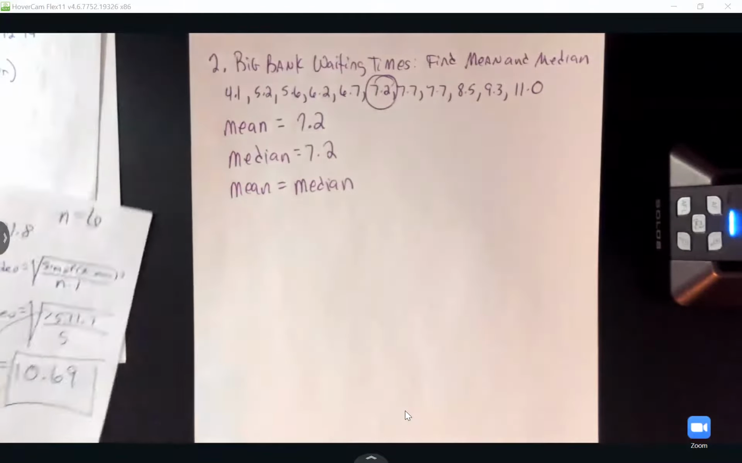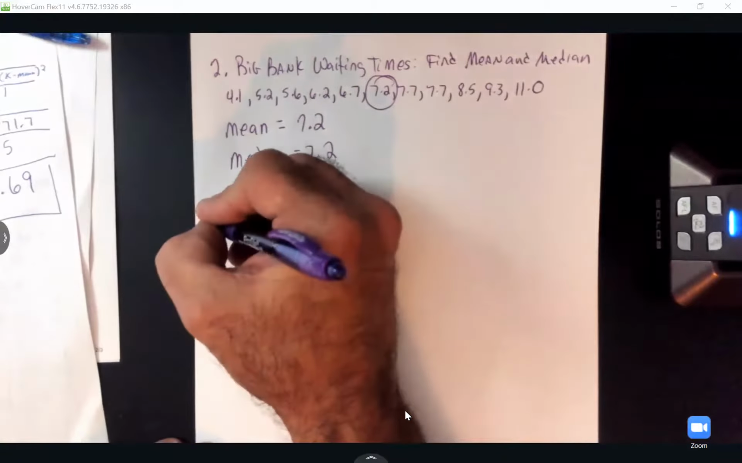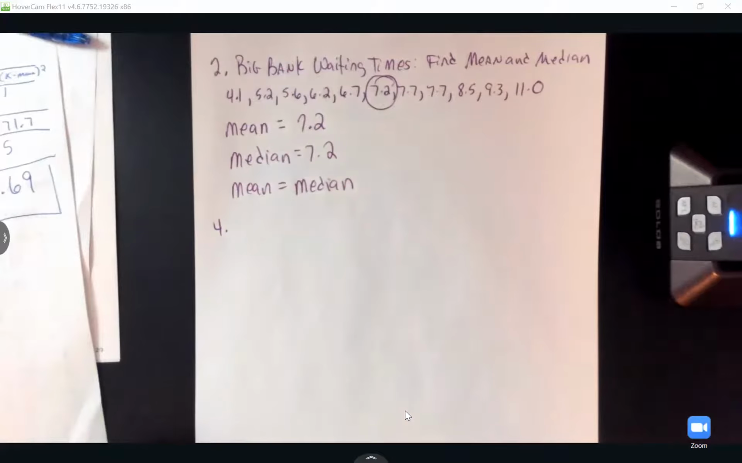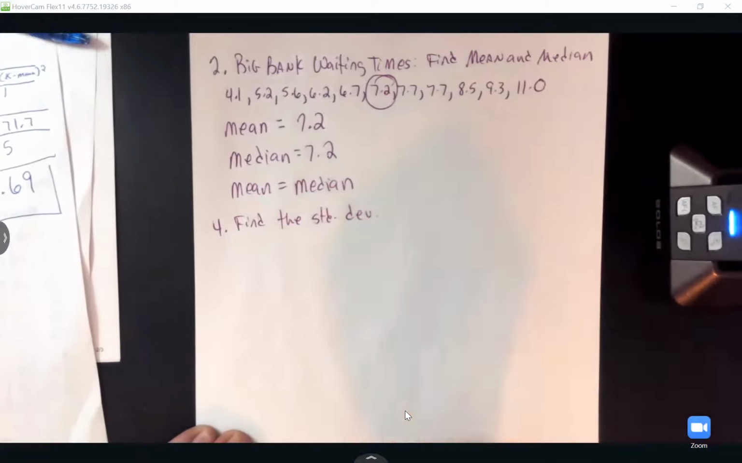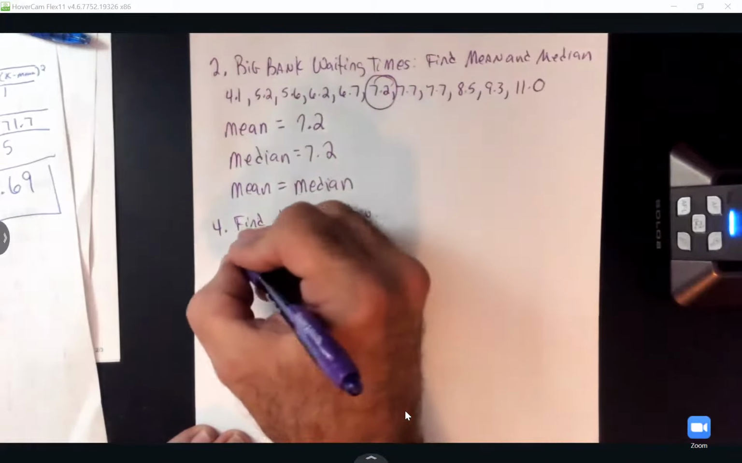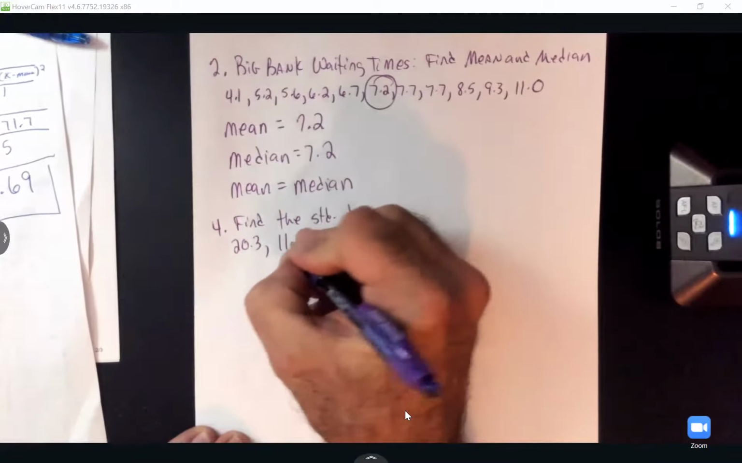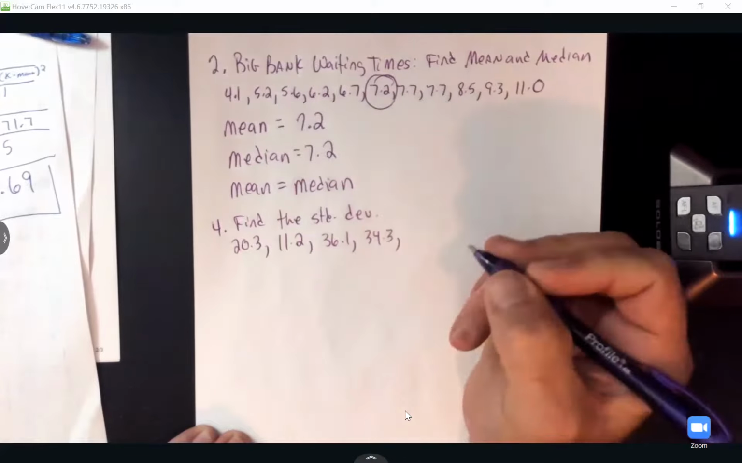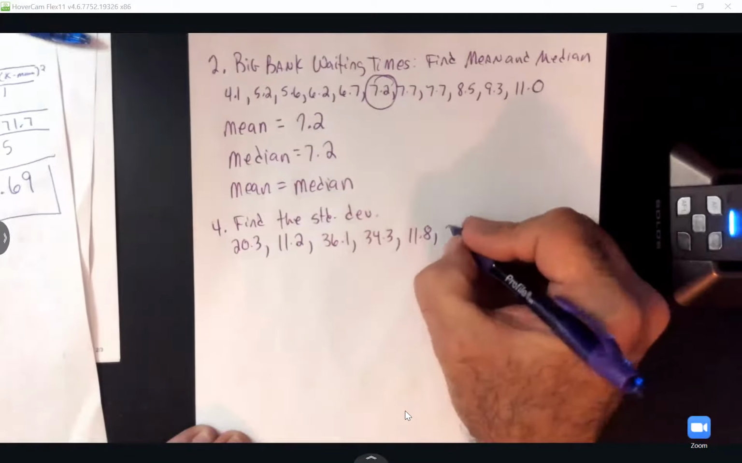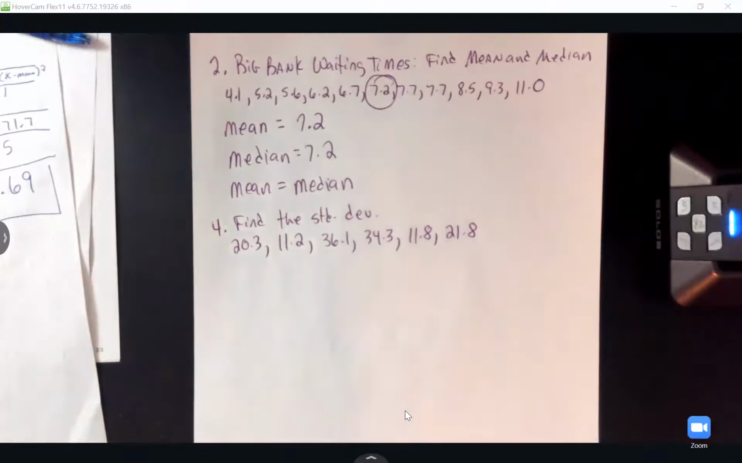All righty, let's see. I think I did this one. So this one, I did an example like number 3 already. So I'm going to do the last example, number 4, which is also find standard deviation. So we're going to find the standard deviation of 20.3, 11.2, 36.1, 34.3, 11.8, and 21.8. So I'm doing it by hand, but remember, you could knock this out on your calculator. Just put all these numbers into your L1, okay?